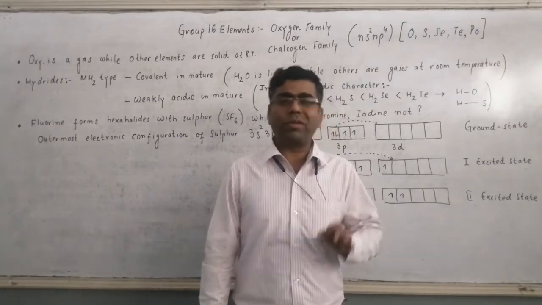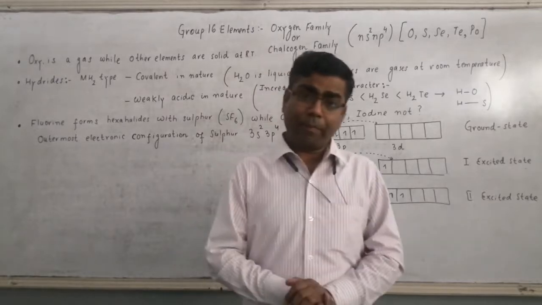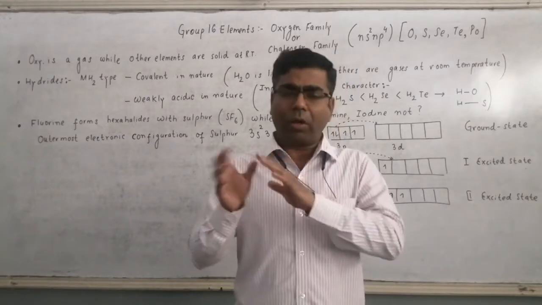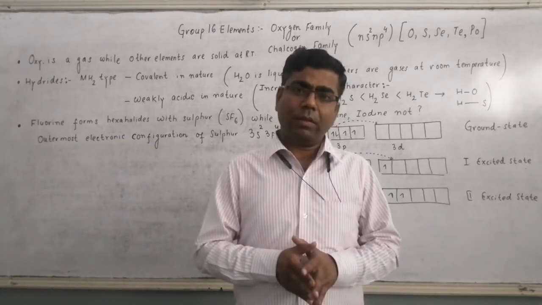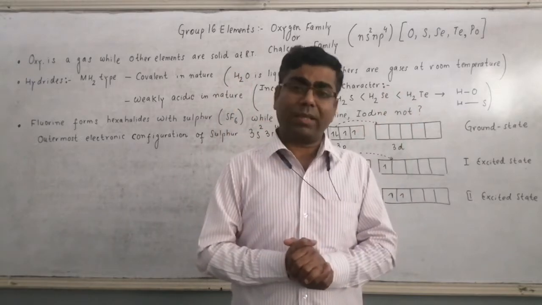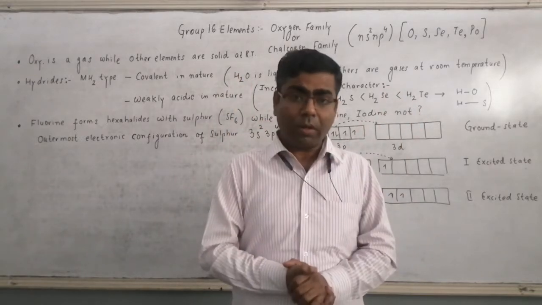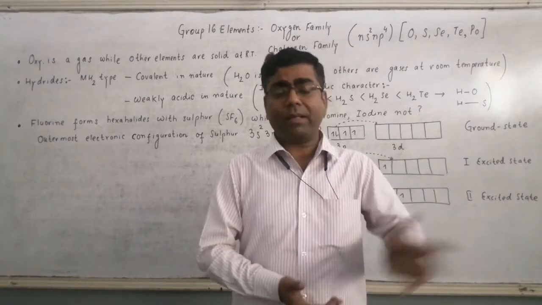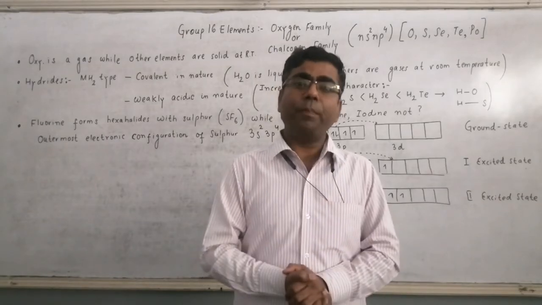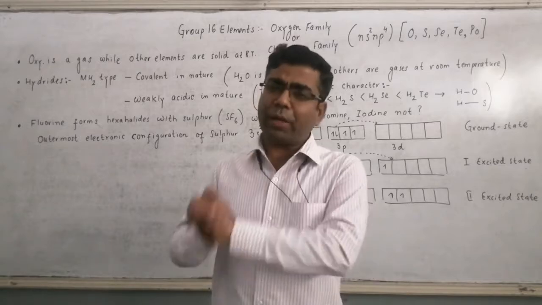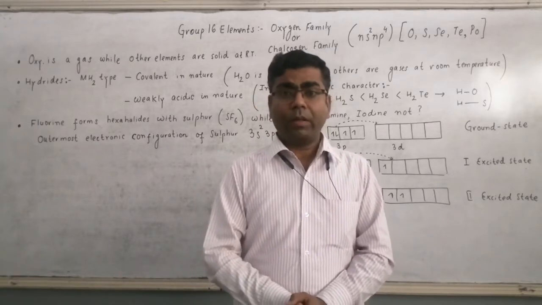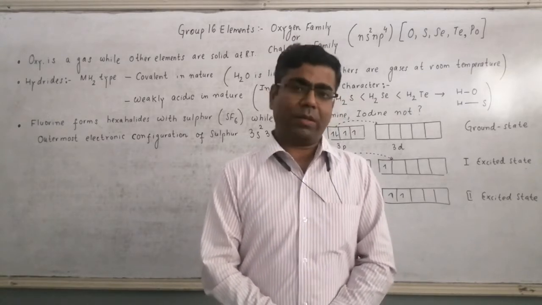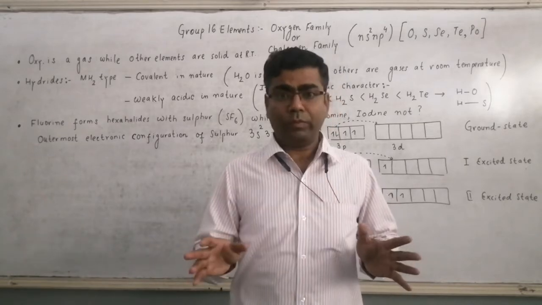Oxygen is the second most electronegative element of the periodic table. The first one is fluorine. So if fluorine is not there, then oxygen in all the cases will exhibit a negative oxidation state, because it is the second most electronegative element. It can attract electrons from other atoms. But when it forms compounds with fluorine, the most electronegative element of the periodic table, oxygen will exhibit a +2 oxidation state, and it is only with OF2.